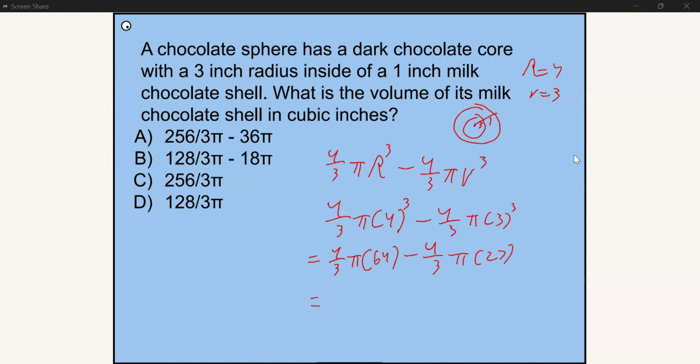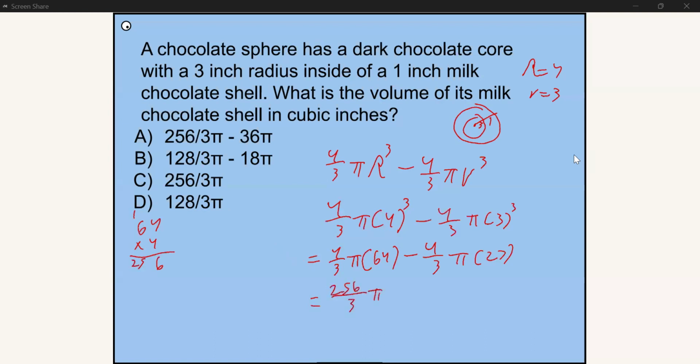And then 64 times 4. Let's do that over here. Let's practice some column multiplication just for fun. 4 times 4 is 16. Carry the 1. 6 times 4 is 24. Plus 1 is 25. 256. So we got 256 over 3 pi.